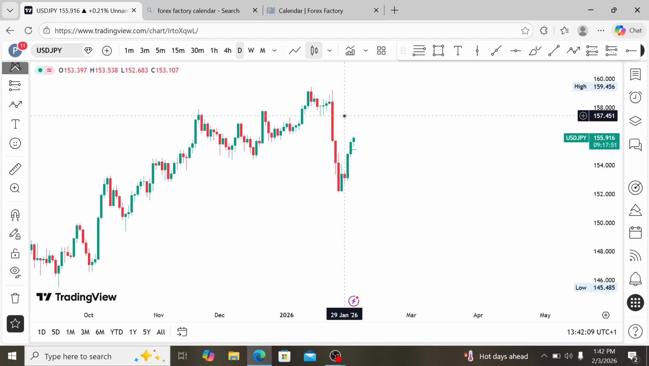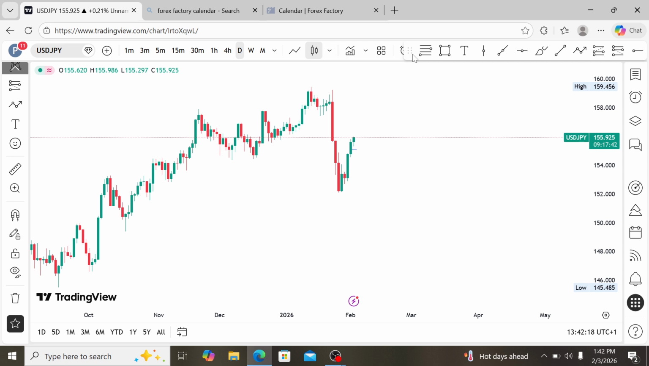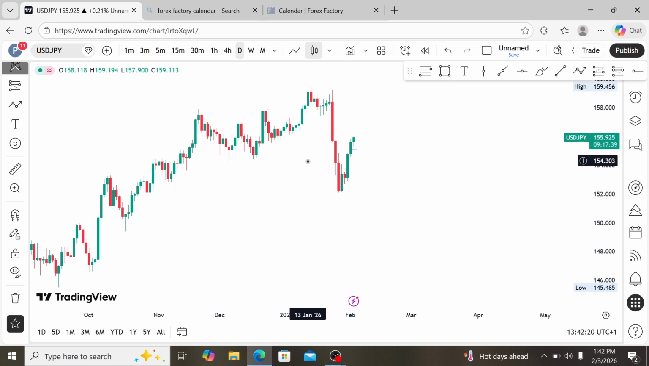Out of the 3 pairs, USDJPY, USDCHF, and USDCAD, USDJPY is more bullish. So if DXY is going to be bearish, it's going to be bullish for this week. If DXY is going to be bullish for this week, I'm going to be looking to buy USDJPY, of course.